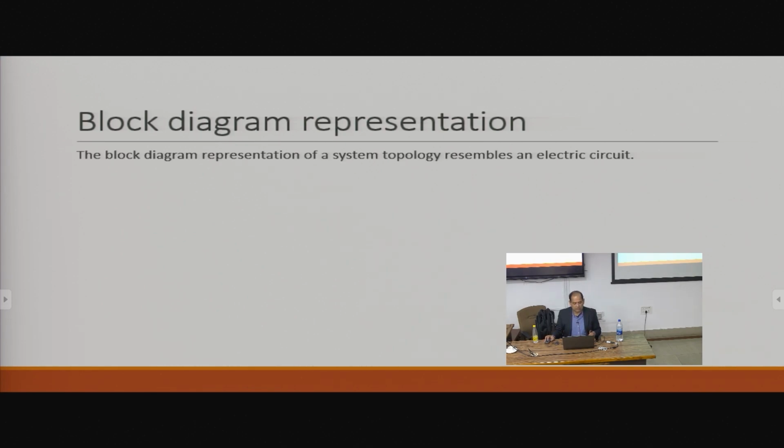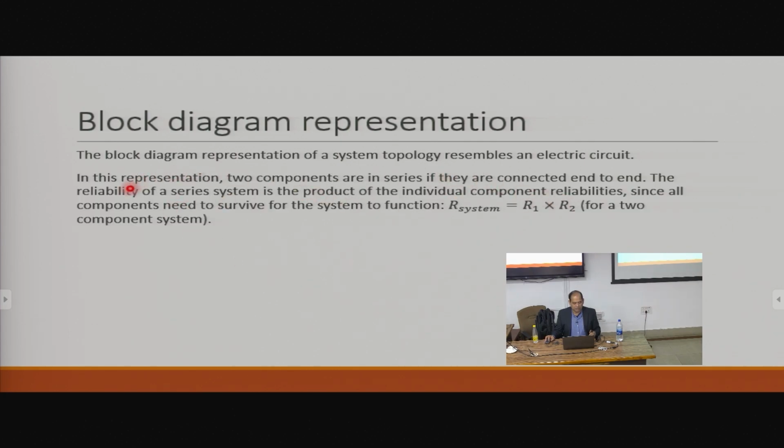Okay. So sometimes I call it system topology, where this block diagram representation. And since all systems need to survive, in the case of a series system, the reliability of the system is the product of the reliability of individual components. So that goes without saying. So this is where the reliability of the system being less than the least reliable component comes, because both of these numbers are less than or equal to 1. Okay.